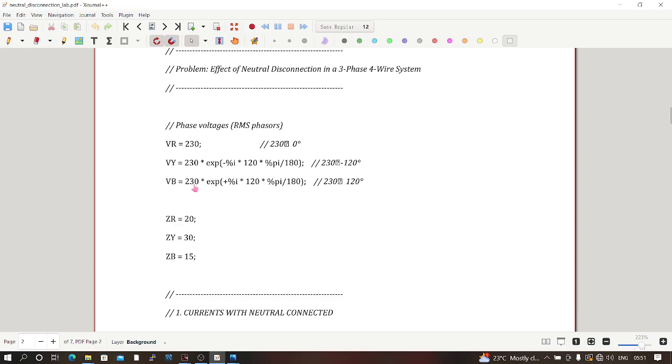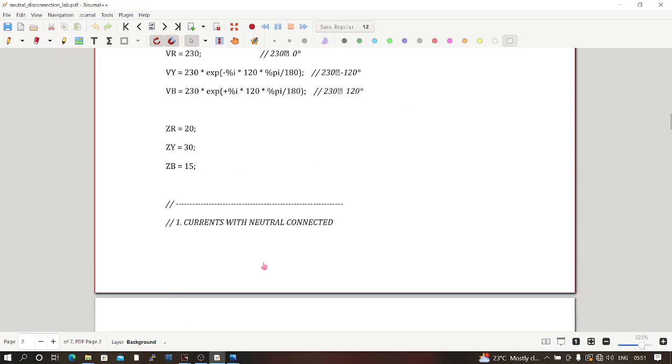Next, the VB value is 230, the same thing in exponential form, the only difference is that here we are changing this to plus I theta, e to the power of plus I theta, whereas here it is e to the power of minus I theta. So that is another representation of rectangular numbers. ZR value is 20, ZY value is 30, ZB value is 15 degrees.